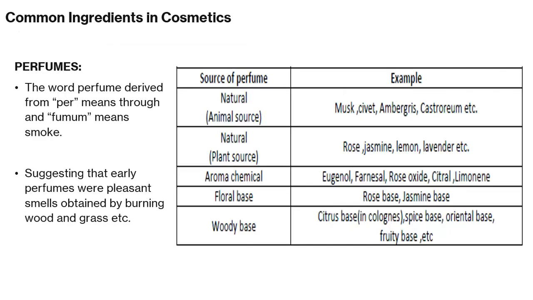Perfumes, big thing, right? Per means through, and fumum means smoke, suggesting that early perfumes were pleasant smelling, obtained by burning of wood and grass. That's the early days. Here we have different sources of perfume, and some were mentioned earlier on a previous slide.